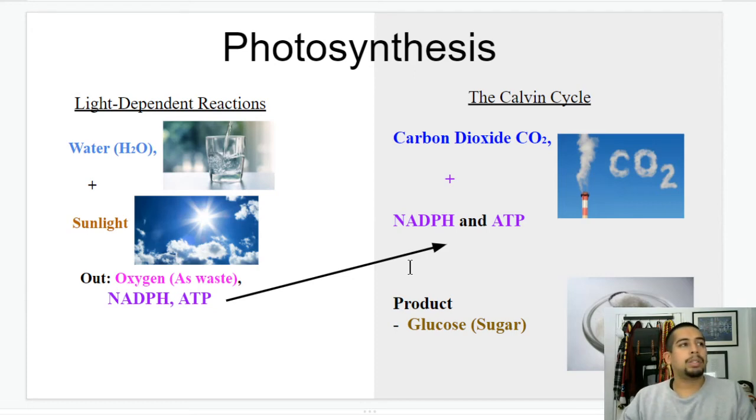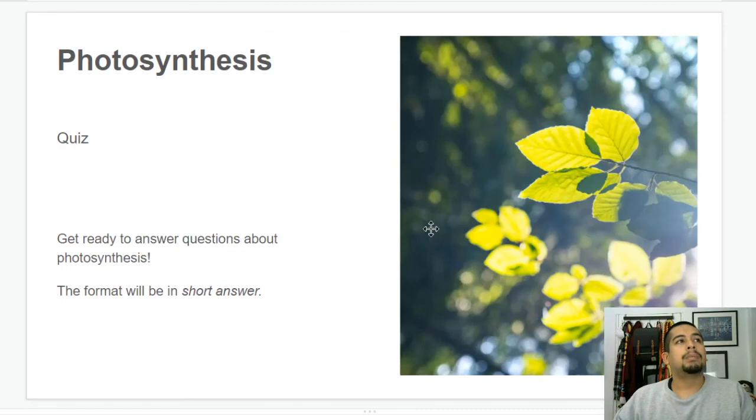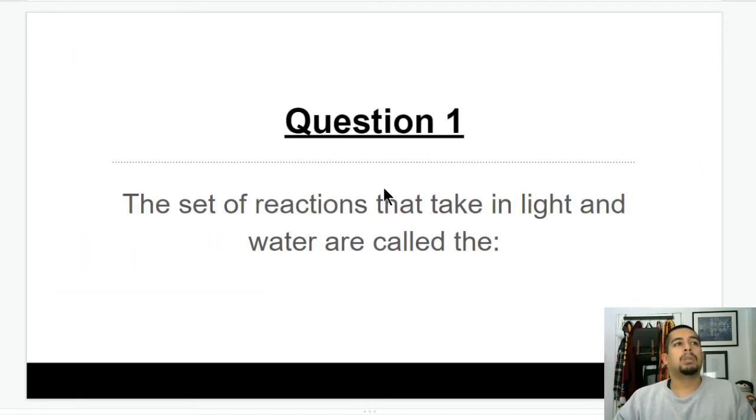All right, so let's move on to the last part here. We have our photosynthesis quiz. It's going to be very short. I know this lesson was very short, but we're going to take a few minutes just to look at some questions. They're going to be short answer, not multiple choice, all right? First, question number 1. The set of reactions that take in light and water are called the blank. Go ahead and write your answer. Okay, the set of reactions that take in light and water are called the what? It should be pretty simple.